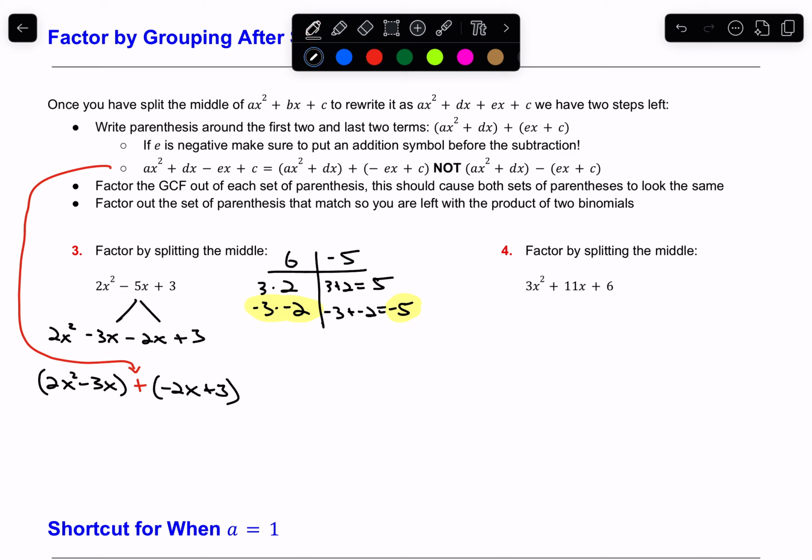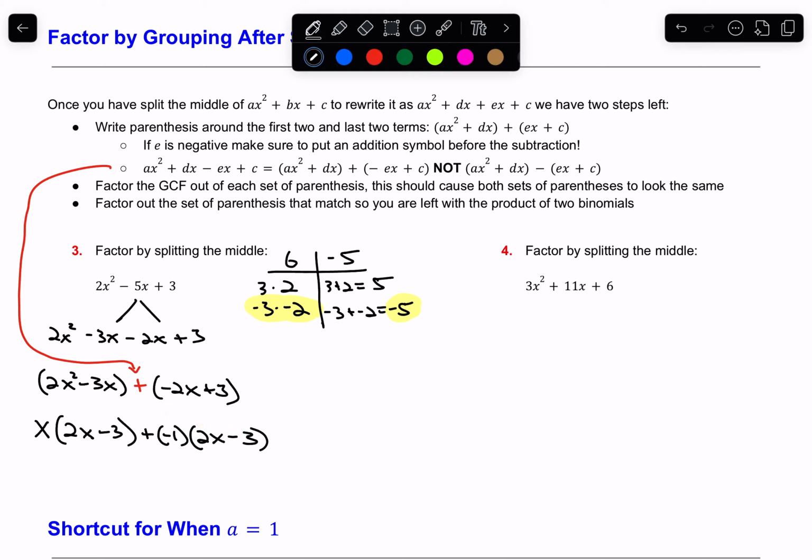All right, now to factor this, the first set of parentheses, 2x squared minus 3x, I can pull out an x, which leaves 2x minus 3. And my goal for the second set of parentheses is to make it look exactly the same. Notice right now it says negative 2x plus 3. So to make it look the same, I need to turn negative 2x into positive 2x. I'm going to pull a negative 1 out to the front, and that'll leave behind positive 2x minus 3. Because when I distribute this negative 1 back in, notice it would become negative 2x plus 3 again.